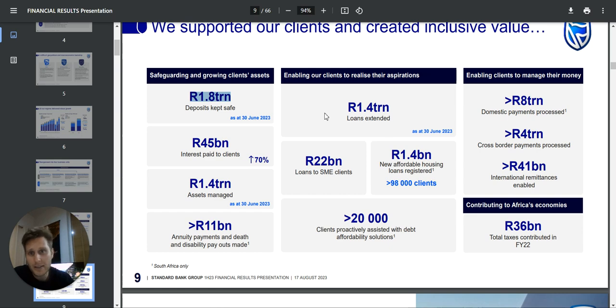So we see that in the loans extended, 1.4 trillion rand has been lent out by Standard Bank, and they have 1.8 trillion in deposits. Now, they have to keep a certain amount of capital to service those loans or service withdrawals. Remember, a deposit is a liability for them. That's people's money. That's your money, my money. And a loan is an asset because that's how they're generating income for themselves.